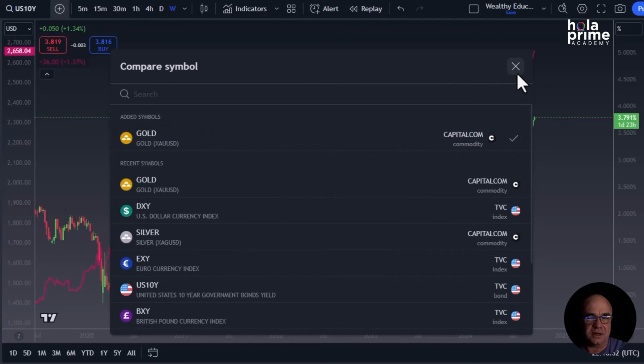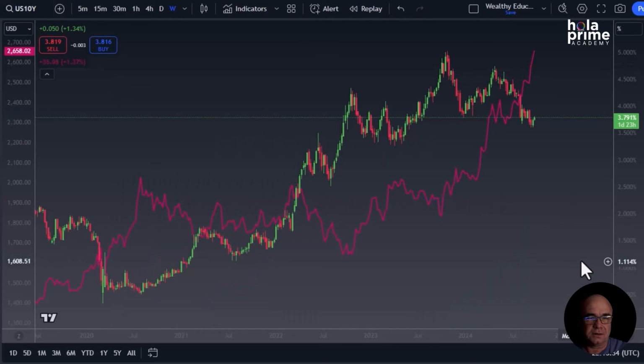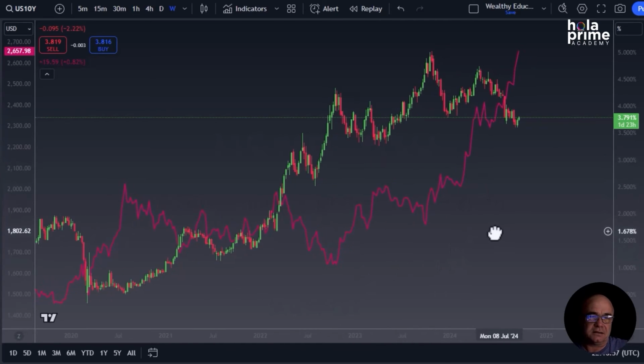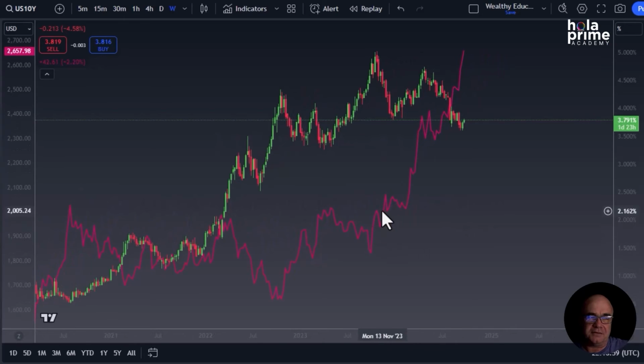And I'll click on new price scale on the chart. And you'll notice that it's not always the case, but notice how the 10-year yield was rising in August of 2022 all the way to October of 2022, and gold was falling. Notice, though, that a lot of times the inflection point will lead or lag each other.